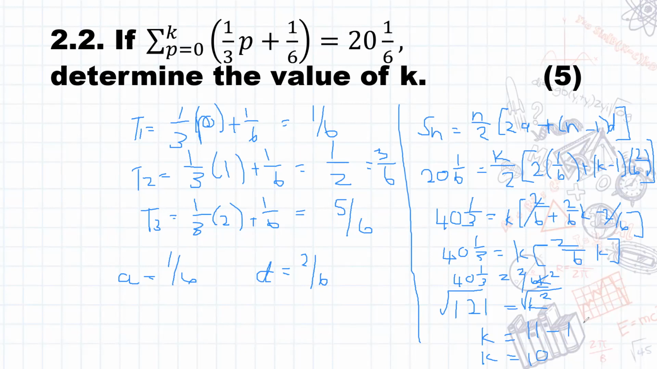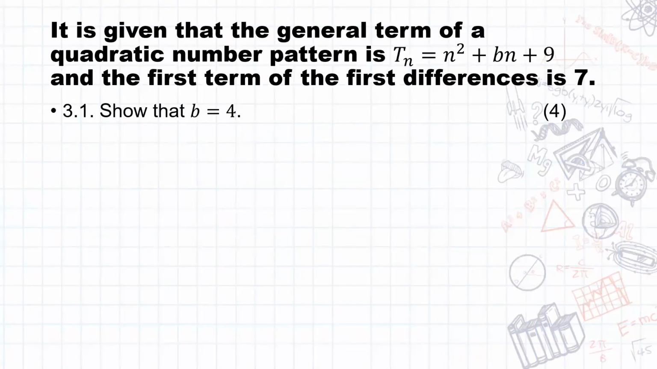Remember that we don't find negative answers when dealing with number patterns and the place value of a number pattern. So we only work with the positive solution. All right, on to question 3.